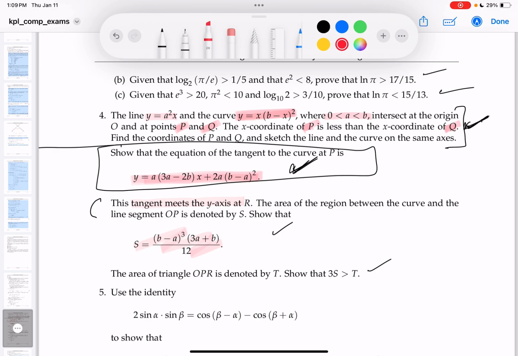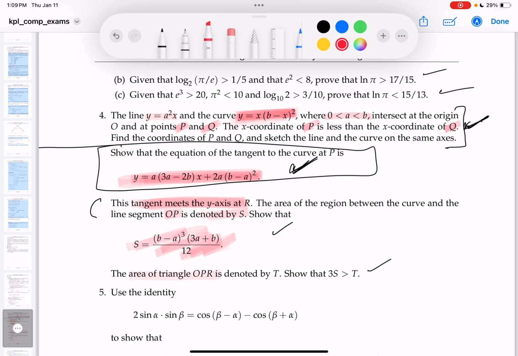What I want to claim though is that the next question up, they said this tangent, right? We're talking about this guy over here, meets the y-axis at R. We'll draw that picture, by the way. It says the area of the region between the curve, again, the curve is this cubic, and the line segment OP, we'll draw a picture of that again, is denoted by S, and we need to show this, by the way.